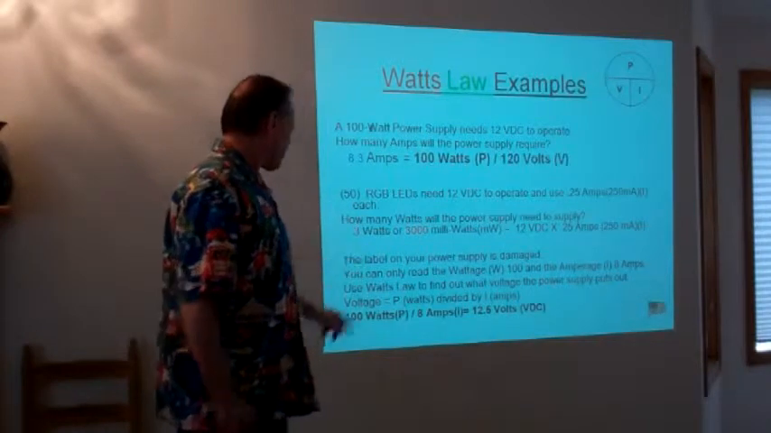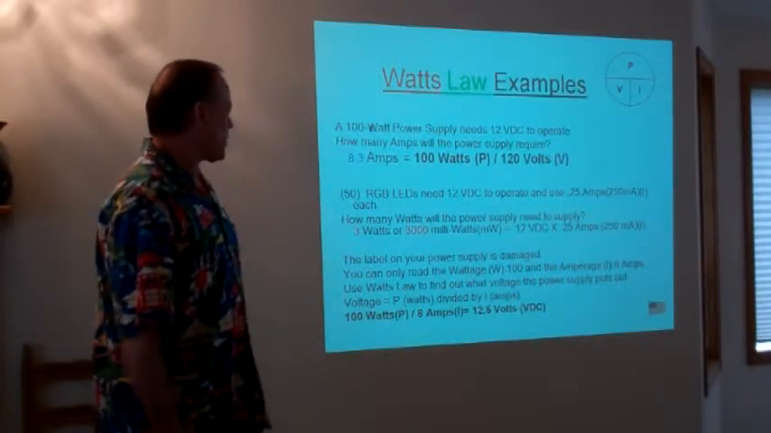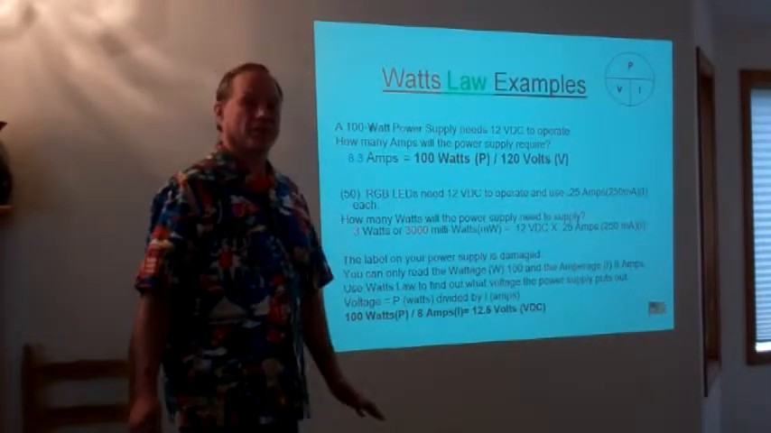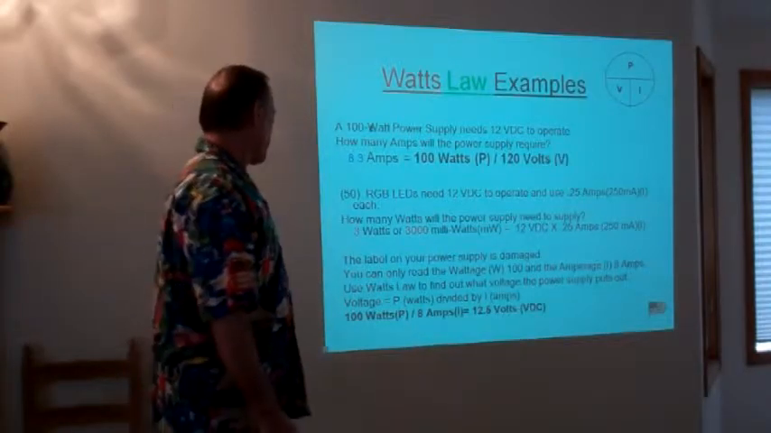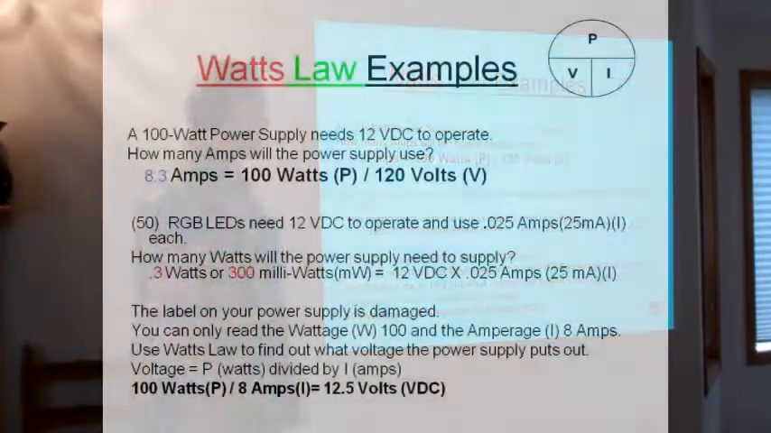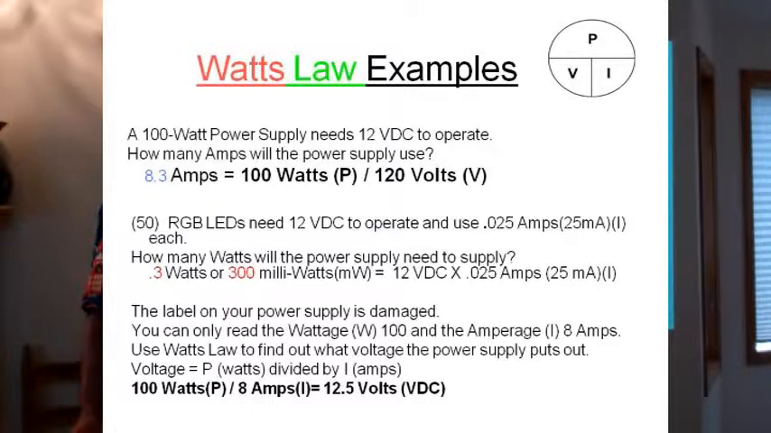Next, the label on your power supply is damaged, and this is a common occurrence. Things happen to our power supply labels. You can only read the watts, so you know it's 100 watts, and you see the amps. Maybe it's 8A, or maybe it says I on there, or maybe it will say something a little different, maybe a combination. But nonetheless, 100 watts, and we have 8 amps.